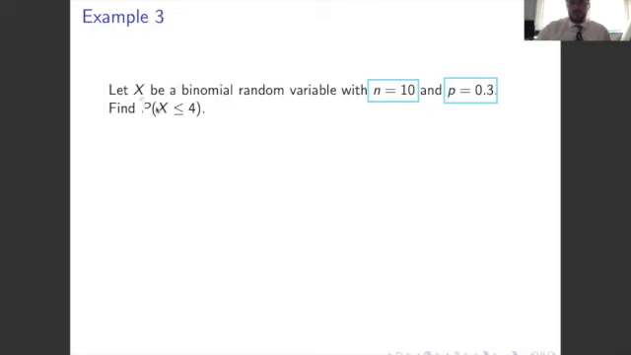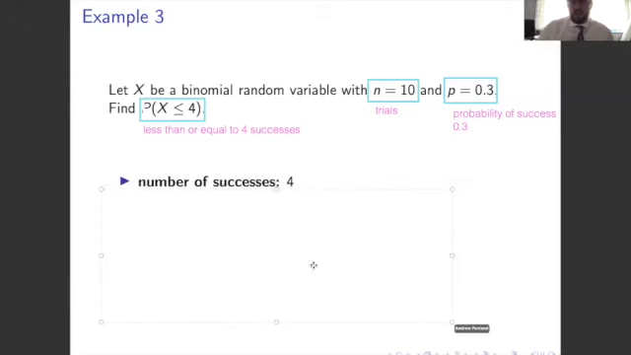This means that I'm doing 10 trials or 10 attempts. N is the number of trials. Probability of success is 0.3. And I'm interested in the probability that there are less than or equal to 4 successes. So in terms of my setup that I'm looking for here, the number of successes that I want is 4.